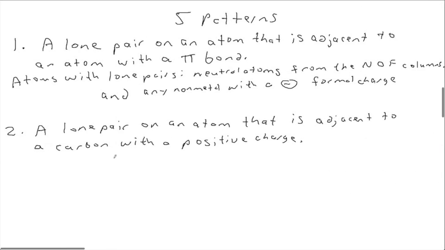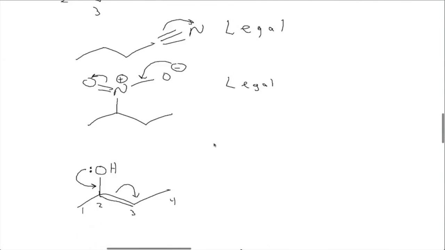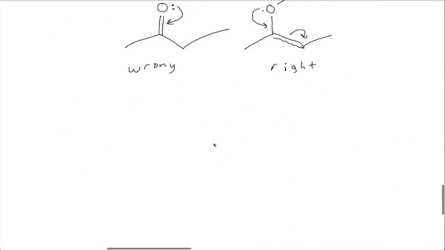Okay, so here's our next pattern. A lone pair on an atom that's adjacent to a carbon with a positive charge. Tell me when you have that down. Okay, so let's see if we can come up with electron pushing arrows here. You can try that on your screen.